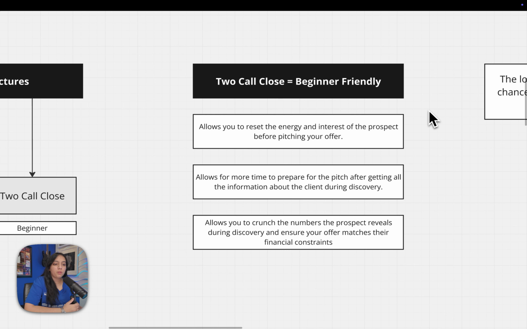Now, as I mentioned, I prefer a two-call close over a one-call because it's beginner-friendly and it allows you to reset the energy and interest of the prospect before you're able to pitch your offer. And it allows for more time to prepare the actual pitch after getting all of the information necessary from the client during the first discovery call. And it also allows you to crunch up all the numbers the prospect reveals during the first call, and you can make sure that your offer actually matches their financial constraints.